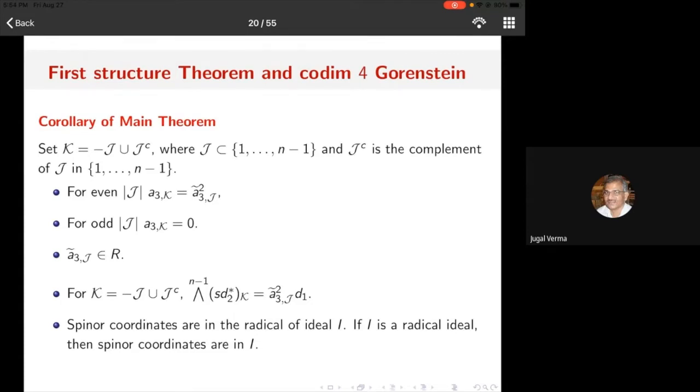We take J to be an indexing set in 1 to n minus 1. For an even number of elements in J, there is a relation that the Buchsbaum-Eisenbud multiplier with respect to the indexing set K, where K is minus J in J complement, is the square of the Spinor coordinates corresponding to the indexing set J. For odd cardinality, the Buchsbaum-Eisenbud multiplier corresponding to that indexing set is 0.